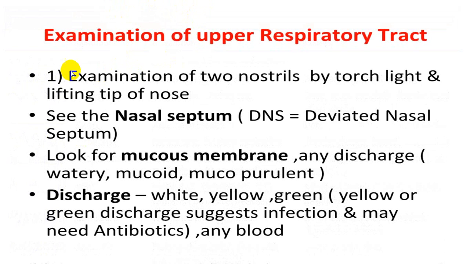Then before we start doing inspection, palpation, percussion, always examine the upper respiratory passage, that is examination of the nasal septum to rule out a deviated nasal septum. Look for the mucous membrane, oral mucosa, that is soft palate, palate. Look at the tonsillar area. Is there any discharge? Is there any membrane, etc.?